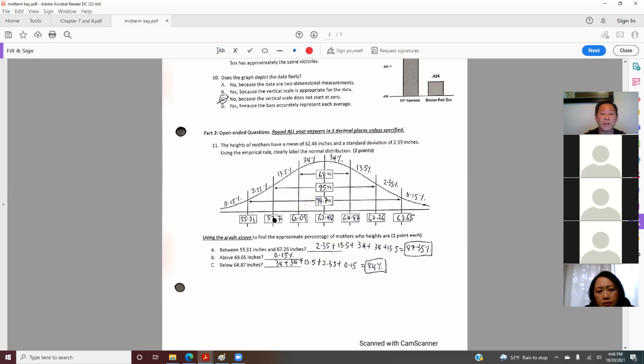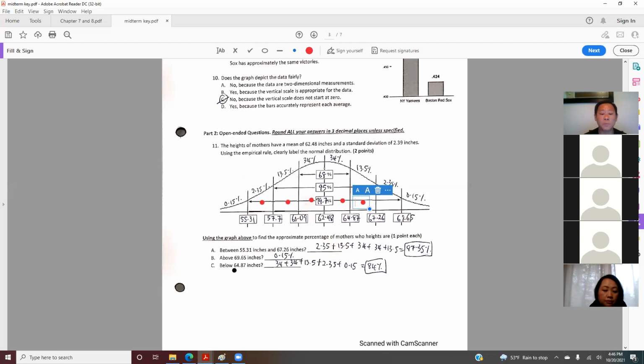So it's between this to here. So 55.3 is this one. So you have to add this one, this one, this one, and this one. So you have to add all the way to 67.26. So you have to add all these 5 numbers. So if you take 2.35, 13.5, 34, and 13.5, you add them up, you should get up to be 97.35. Above 69.65 is only this section. So the answer in this case will be 0.15.